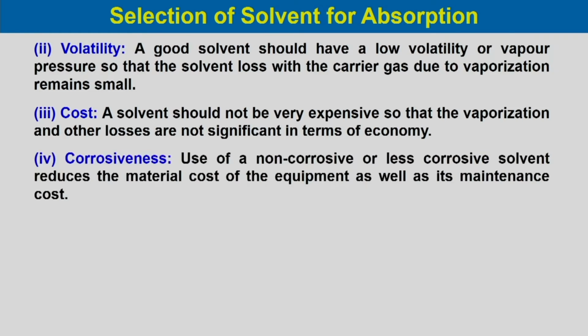The fourth parameter which we look for is the corrosiveness. Use of a non-corrosive or less corrosive solvent reduces the material cost of the equipment as well as its maintenance cost. So, if the solvent is non-corrosive, then we can use cheaper material, and the overall cost of the equipment will be much less.